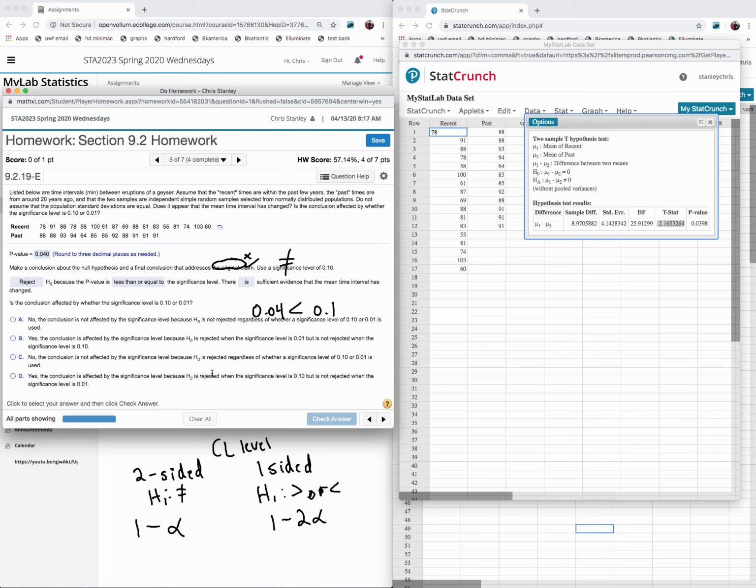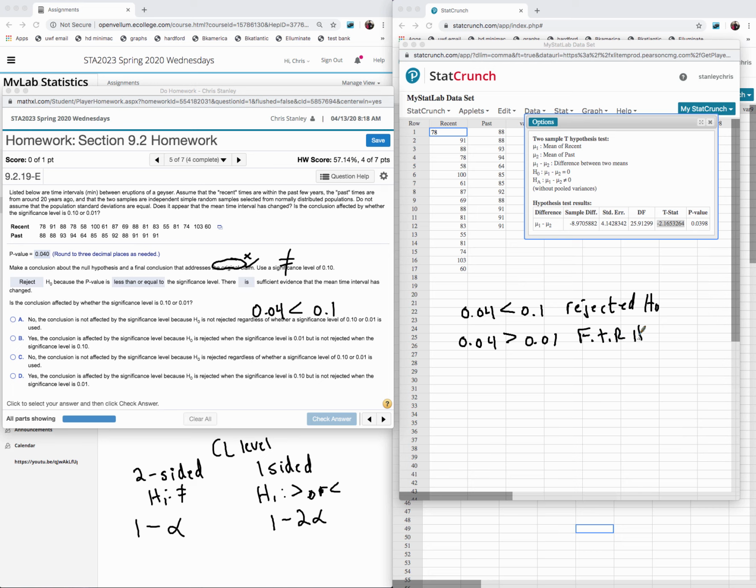Okay. Now, would it change our conclusion if we did a 1% versus a 10%? So here's your 10%, and we rejected the null. Now, what if it was a 1%? Well, in this case, the p-value would be greater, so this would be a fail to reject H null. So it would change it.